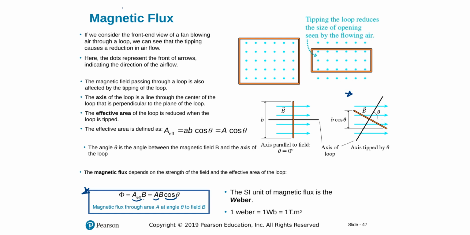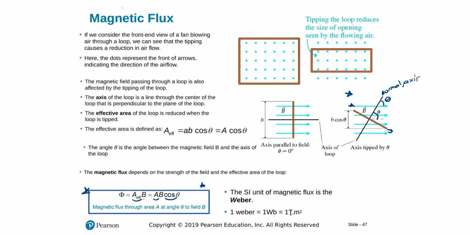Here in this figure we can nicely see what these are. This is my loop, seen edge-on. Assume we have a rectangular loop going into the board. This is the normal or axis of the loop. The aqua lines here are the magnetic field, and theta is the angle between the normal of the loop and the magnetic field. This also would be my theta here.